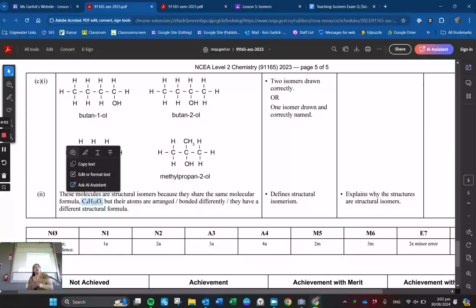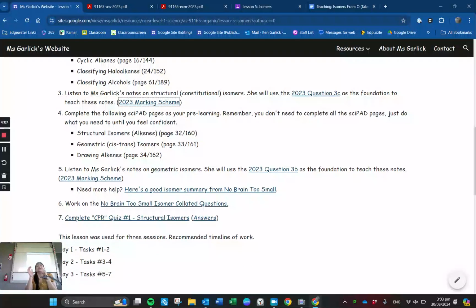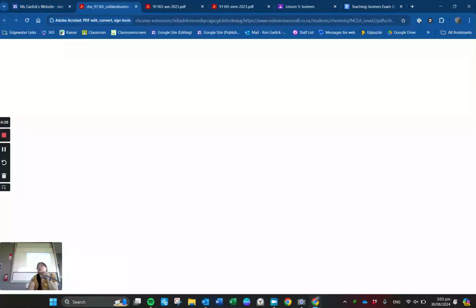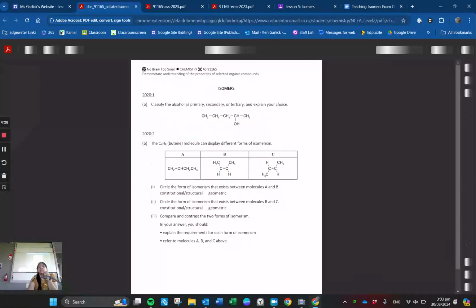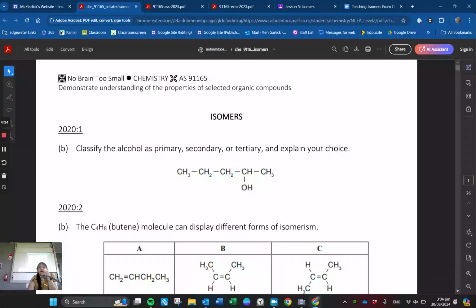All right. Keep working on that. Do try to work ahead to the alkene stuff. So just be mindful that Tuesday is the last day that I want us to work on this. So do some homework. These pages here are the SciPad pages for the alkanes. Do that pre-learning. I will go over the notes. I will show you another exam question, and then you should do some No Brain Too Small questions. These show you all the collated versions of that, so you can see the different ways they ask it. So here you go. This is an example. They have an alcohol drawn here, and they ask you to classify it as primary, secondary, or tertiary. Explain your choice. So that's why I explained that to you guys today.